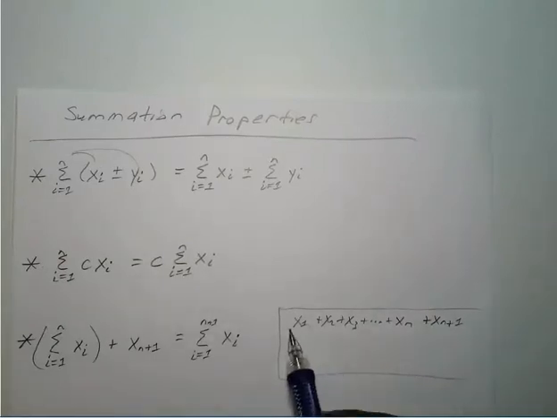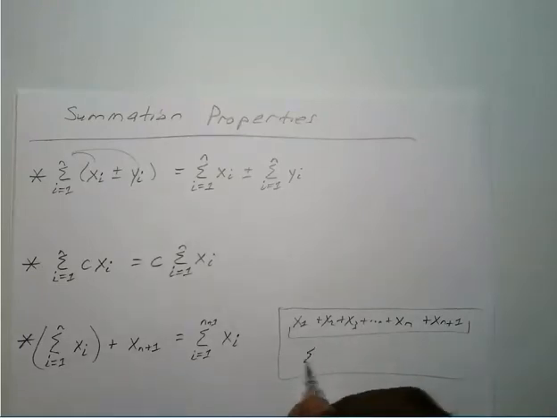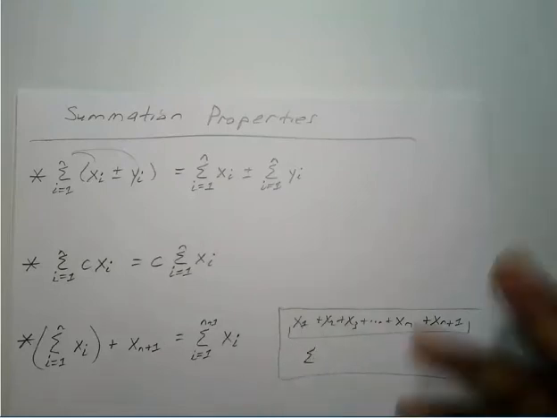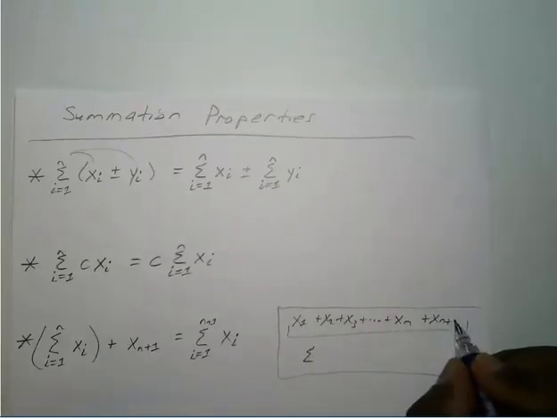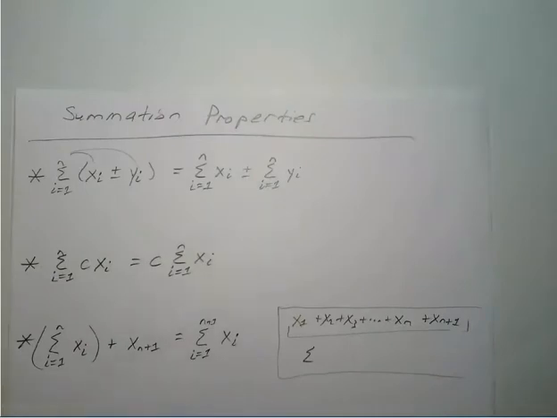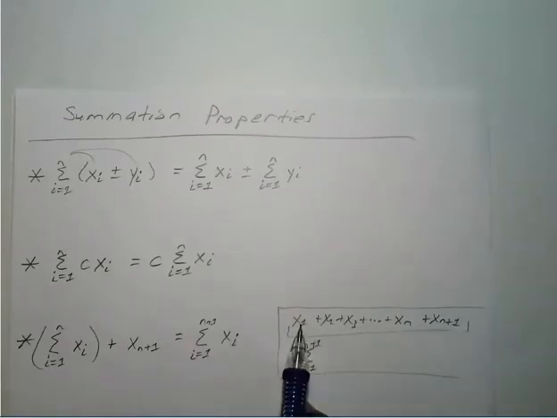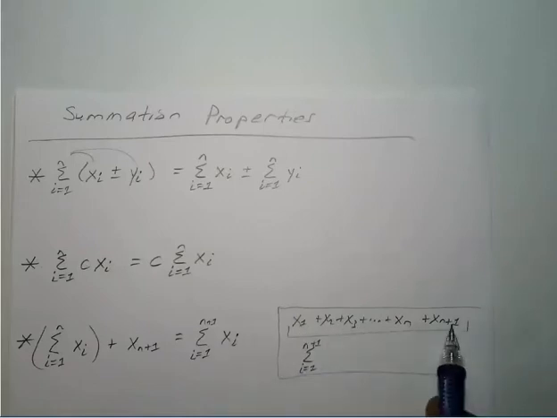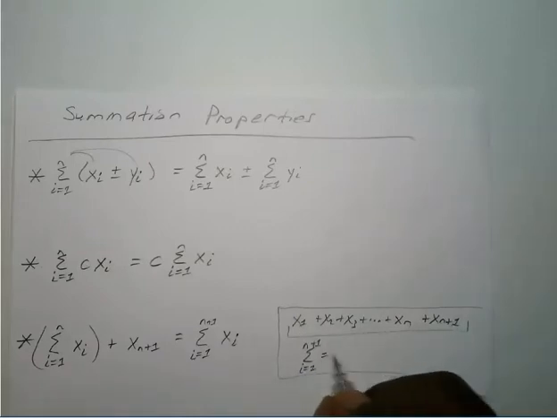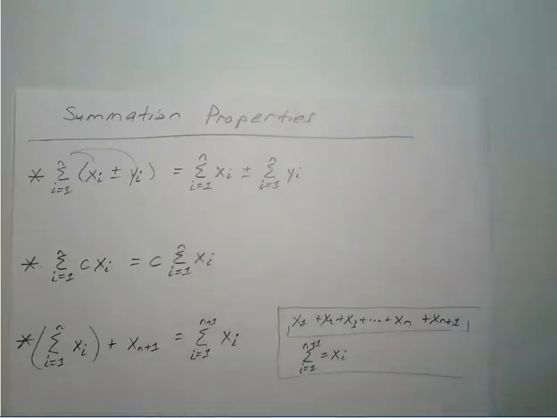So that means if you wanted to rewrite this whole thing in sigma notation, you have the sum from i equals 1 to n plus 1. You can see here that i is changing from 1, 2, 3 to n all the way to n plus 1. So you can rewrite it that way. You can change your upper bound if you're adding one more term.